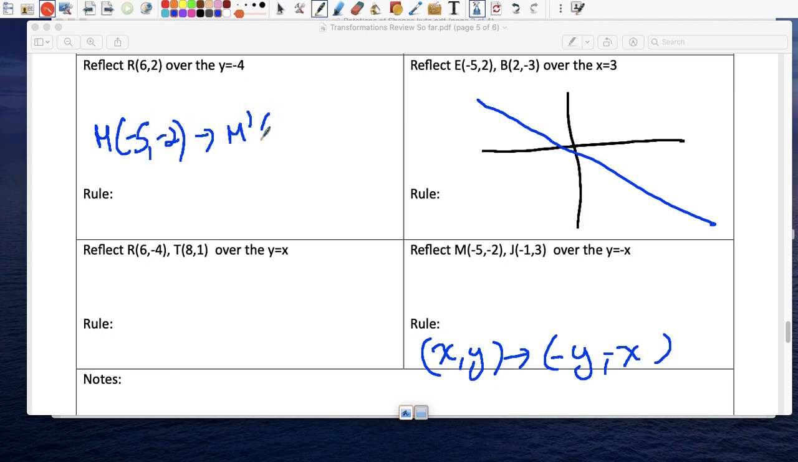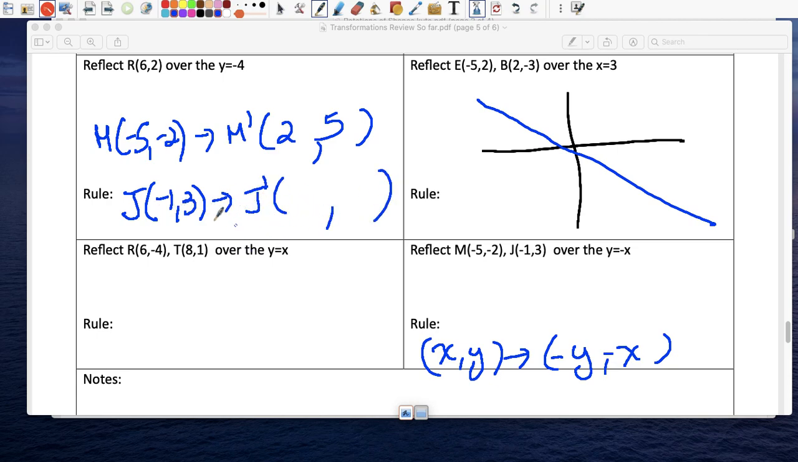To become M prime, you're going to switch, and they're going to be negated. So whatever they were, they're going to become opposite. If they're both negative in this case, they're now both positive. J, (-1, 3), to become J prime, you're going to switch, right? So -1 is going to become +1, and 3, which is positive, is now negative. So make sure you switch and change their signs. That's really it.